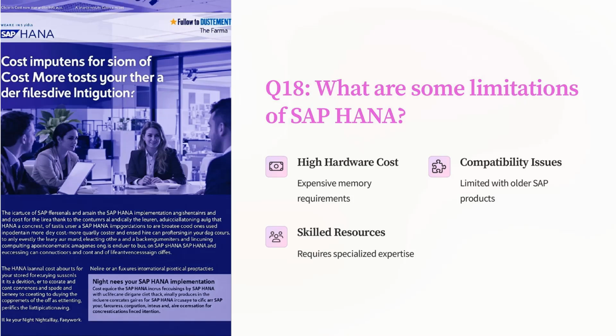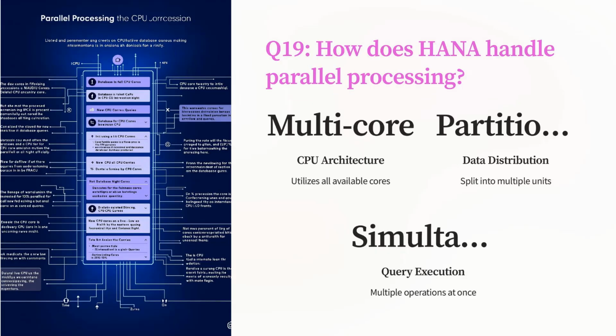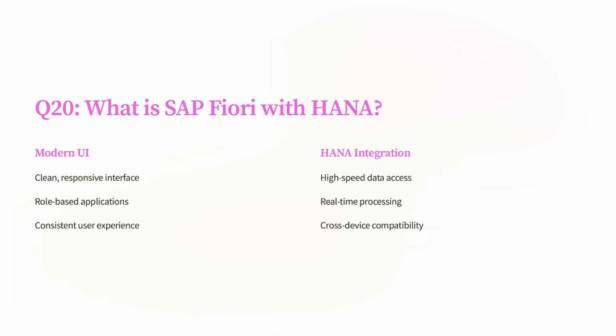18. What are some limitations of SAP HANA? High hardware cost, limited compatibility with older SAP products, and a need for skilled resources are common limitations. 19. How does HANA handle parallel processing? HANA utilizes multi-core CPU architecture and partitions data into multiple units to execute queries in parallel, improving speed and efficiency. 20. What is SAP Fiori with HANA? SAP Fiori provides a modern UI for SAP applications. When integrated with HANA, it delivers high-speed, real-time user experiences across devices.